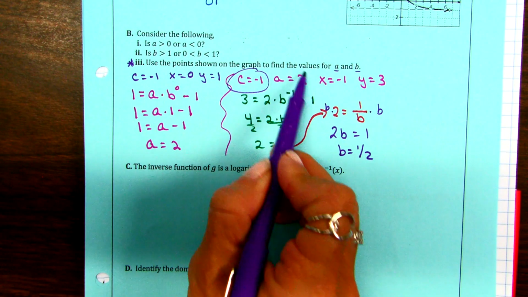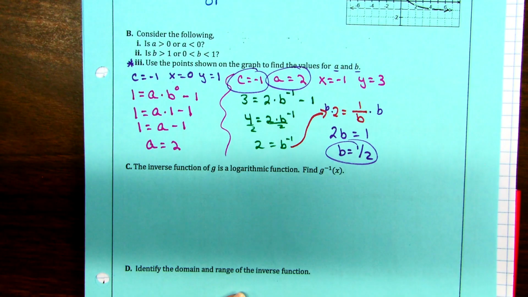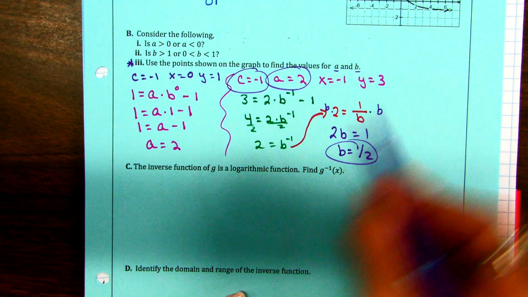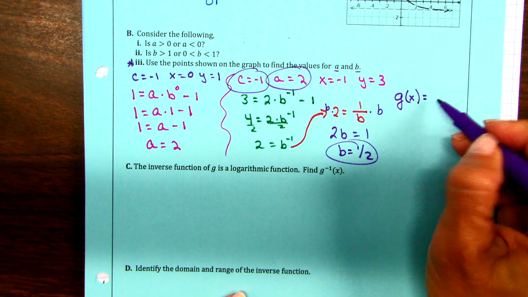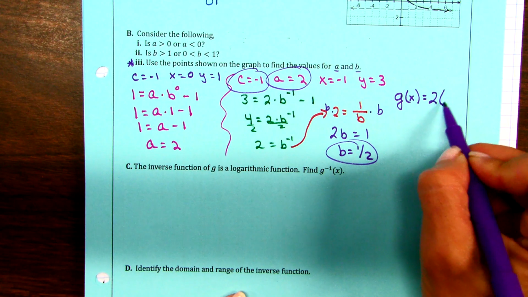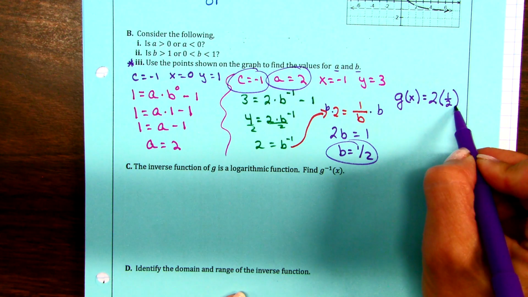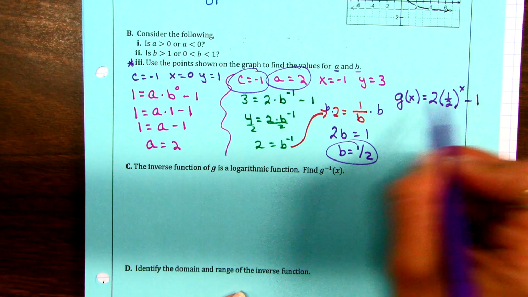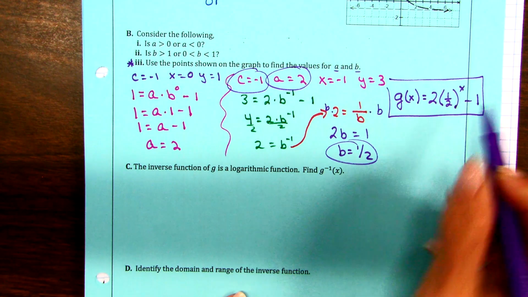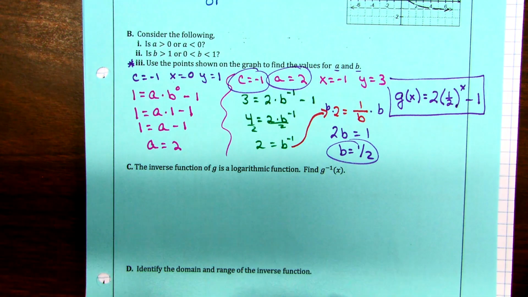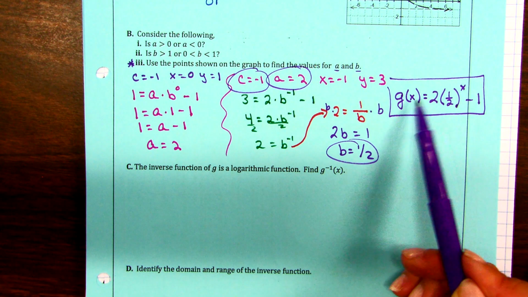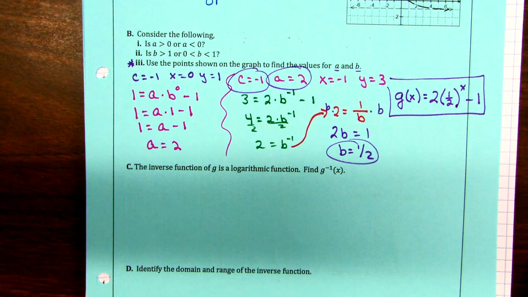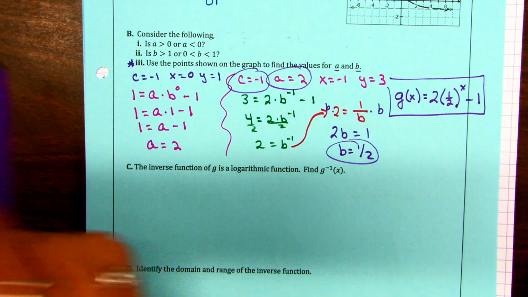Now I have a, c, b, and I can write the final answer, which would be 2 times 1/2 to the power of x, right? In your final answer, we never plug x and y in. We've used those spots to help us find the other letters in this work, but we don't put an x or a y in our final answer, okay? So you're going to have a problem just like that.